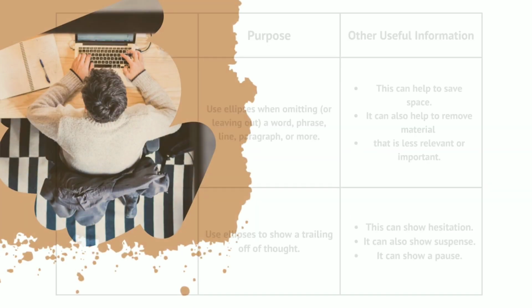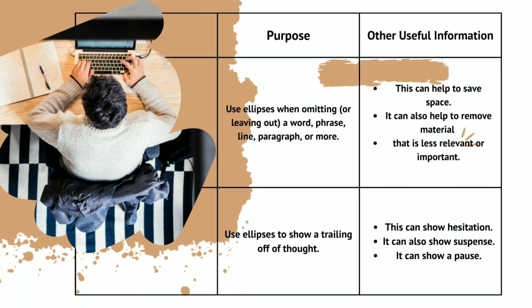So, in ellipsis, there is a purpose and other useful information. According to purpose, use ellipses when omitting or leaving out a word, phrase, line, paragraph, or more. Other useful information: this can help to save space. It can also help to remove material that is less relevant or important.